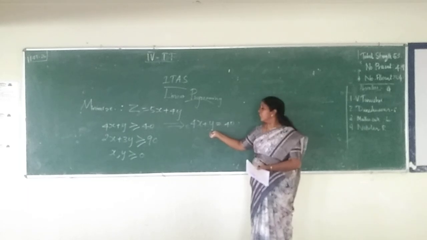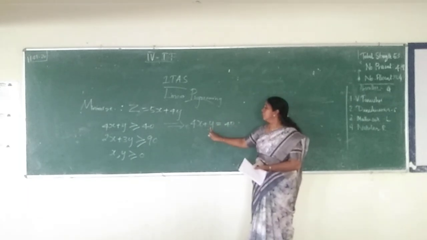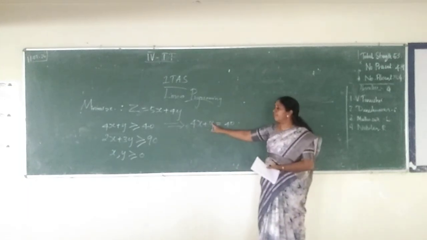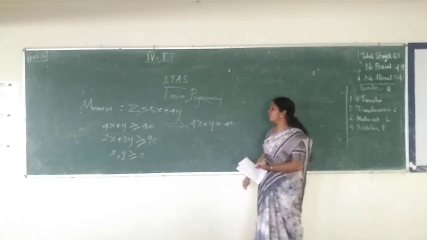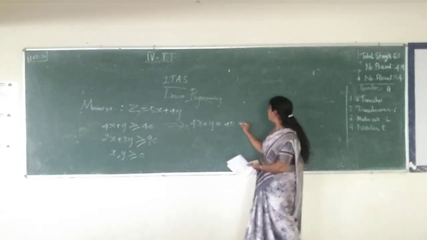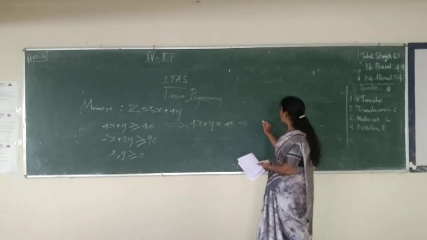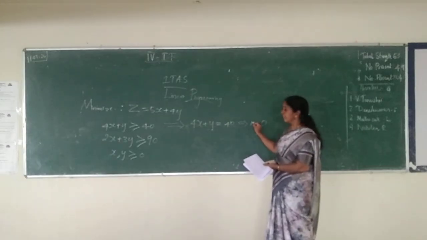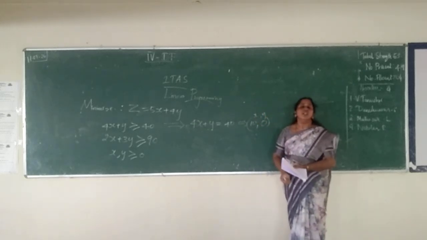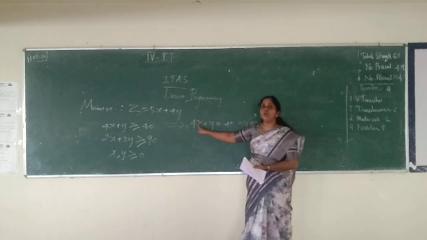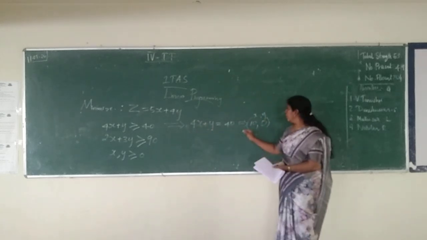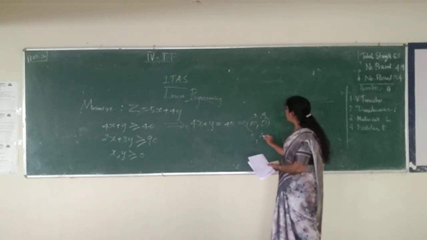In this equation, if you put the y value as 0, what is the value of x? x is 40 by 4, which is 10. So if the y value is 0, the x value is 10, that is the point (10, 0). Suppose the x value is 0, what is the value of y? It is 40. So if the x value is 0, then the y value is 40.